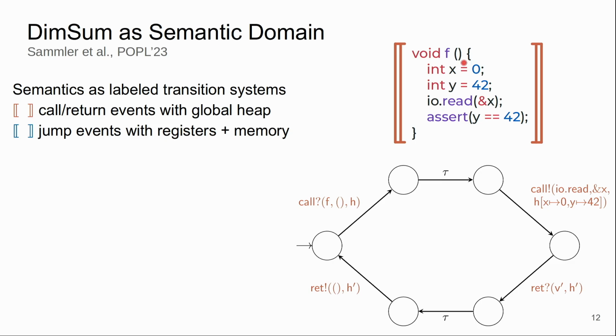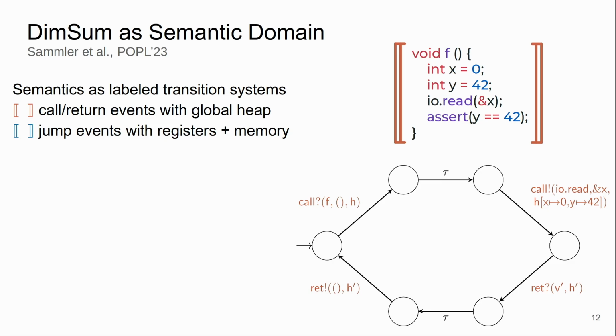The variable allocation becomes a silent tau step, and then this call to the I/O library becomes an external call event. On this call event, we have the new heap h extended by the newly allocated variables x and y. Note that we always have the entire global heap on the events. The semantics also does not distinguish between compartments or anything like that, and it is on us to prove that the I/O library cannot modify y.